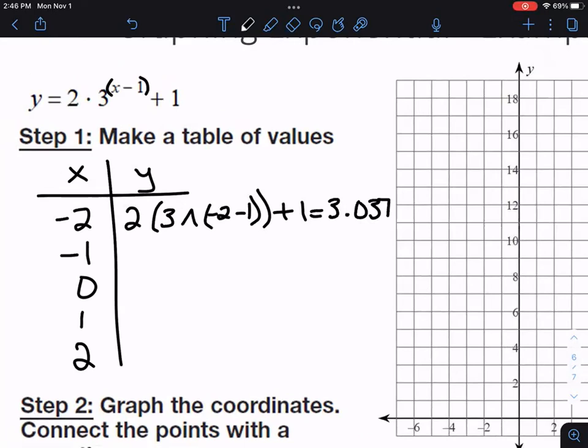Then I'm going to plug in -1, then I'm going to plug in 0, 1, 2. When I did mine, I went ahead and plugged in 3 as well, just to give myself a more accurate answer. So take a moment and fill out the rest of your table.